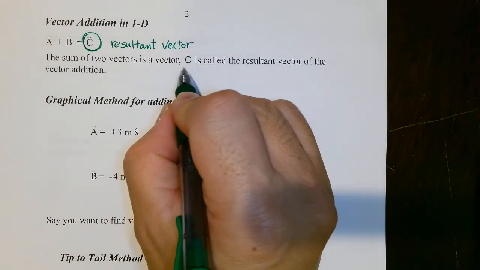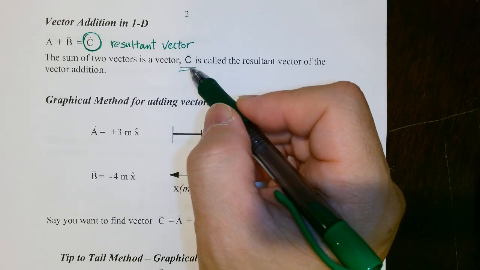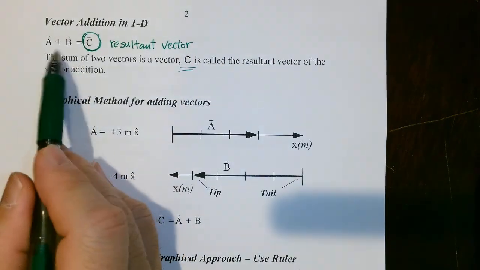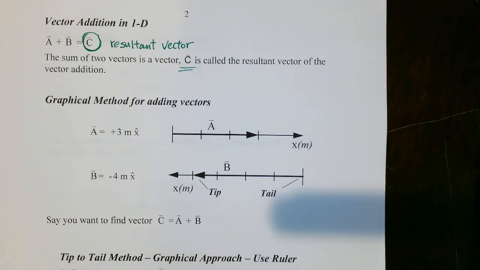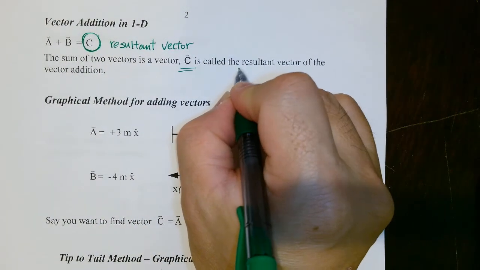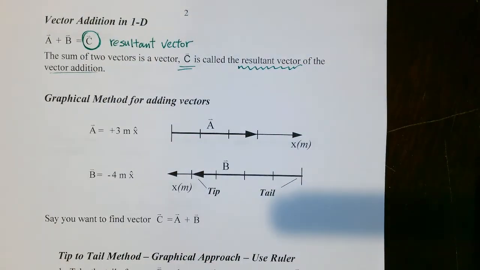So the C vector doesn't always have to be C. It could be R, or it could be T, it doesn't matter, right? It doesn't always have to be two vectors either. Multiple vectors can be added, right? It's called the resultant vector of the vector addition.